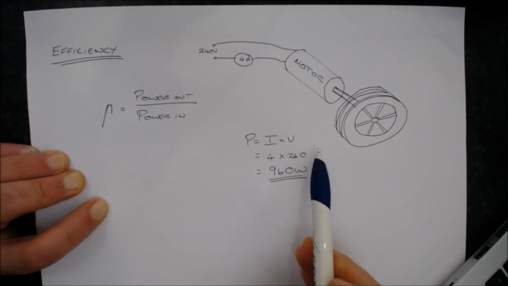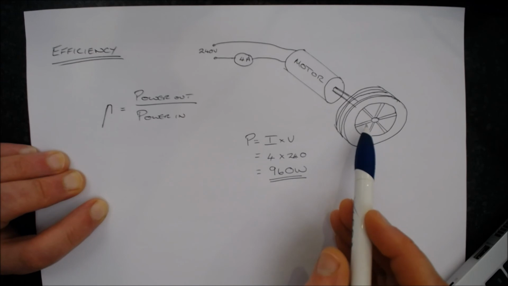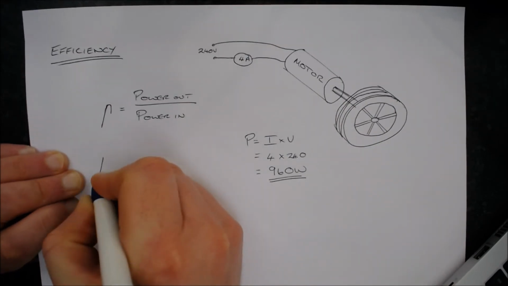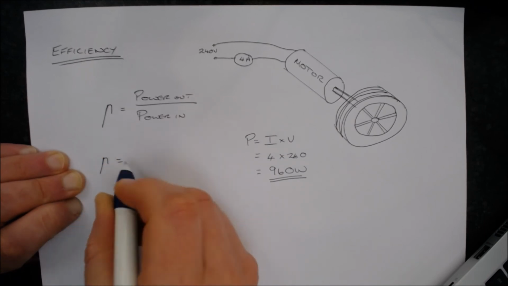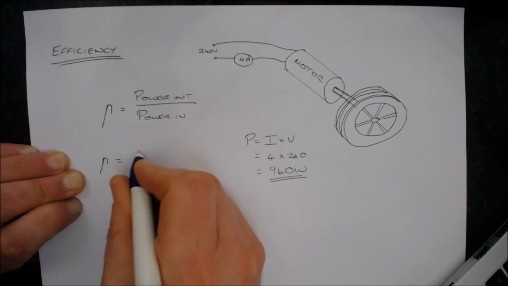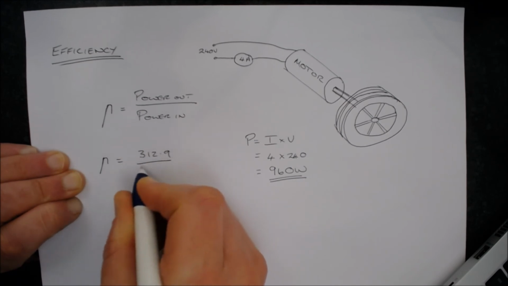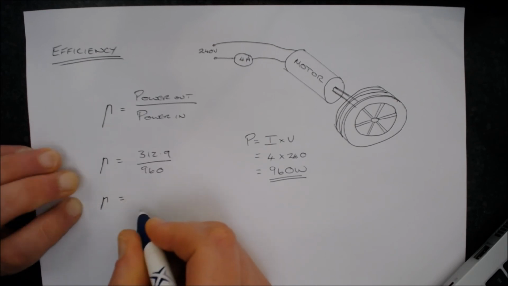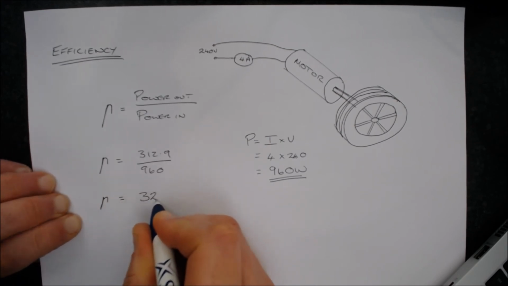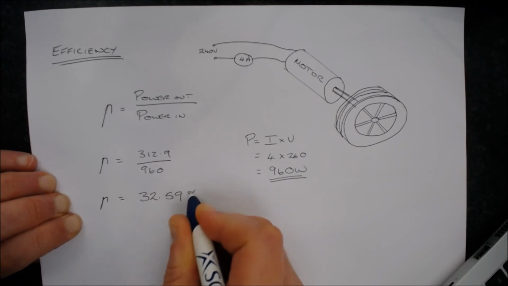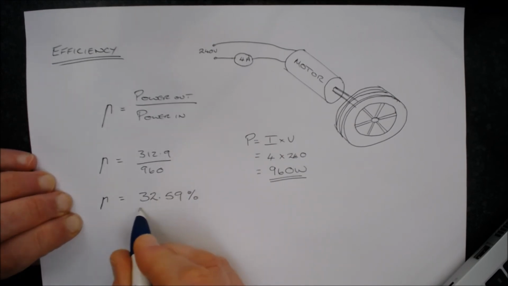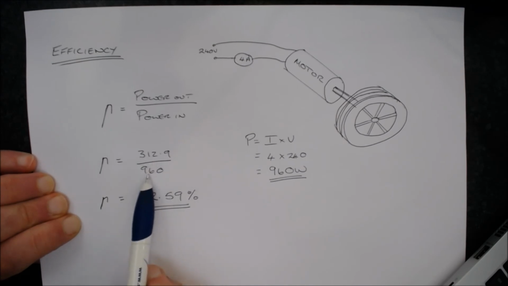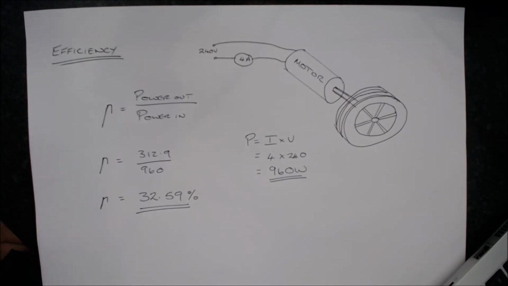Now from the previous question we found out that the power out was 312.9 watts, so then it's just a case of putting that into our formula. Power out is 312.9 over 960, which gives me an efficiency of 32.59%. Okay, so efficiency is usually expressed as a percentage. So 312 divided by 960 gives you 0.32, which when you multiply it by 100 gives you the efficiency.